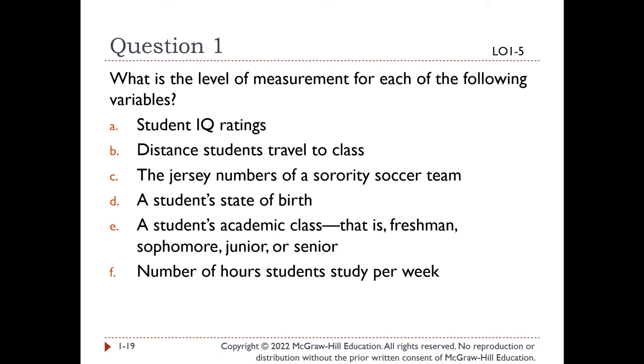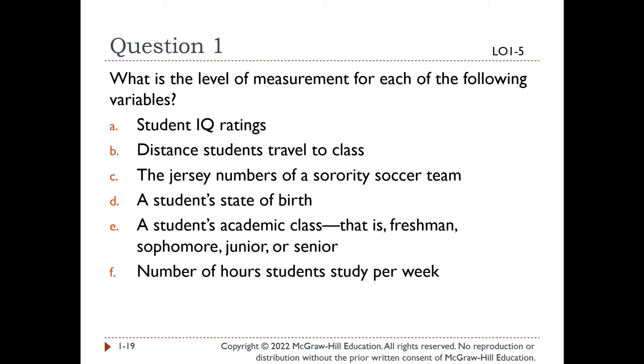Okay. B, distance students travel to class is actually ratio. There we do have a 0, and that means we lose the characteristic, because if you have 0 distance to travel, there is no distance. And we can put that in ratio numbers, and again, more quantitative. C, the jersey number of a sorority soccer team. Again, that seems more qualitative and not really a ranking system in there. So that will be nominal.